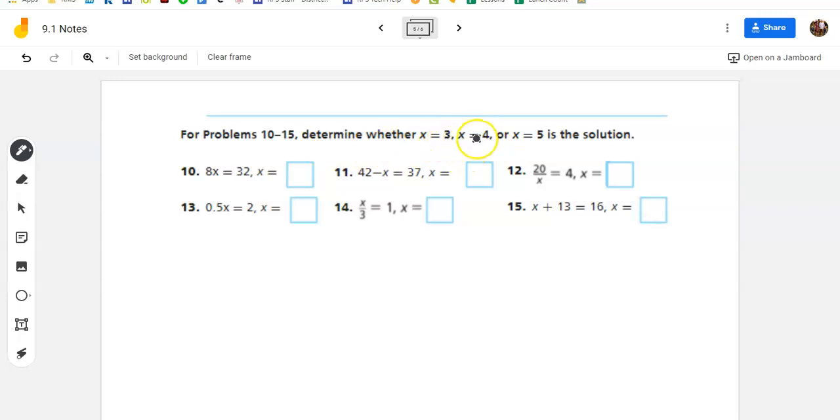So we have to figure out which one of these numbers makes the solution. 8 times what is 32? That would be 4. 42 minus what is 37? That is 5. 20 divided by 5 is 4. 3.5 times 4 is 2. 3 divided by 3 is 1. And 3 plus 13 equals 16. And we are done with this lesson.